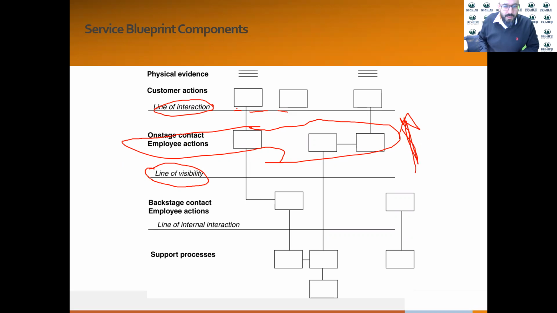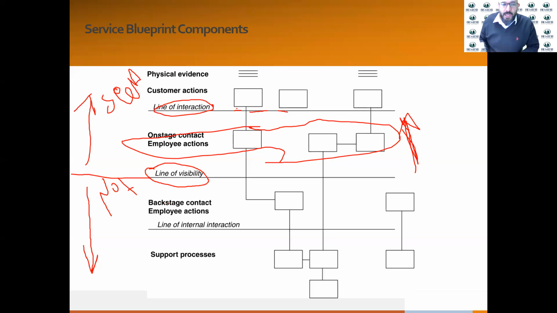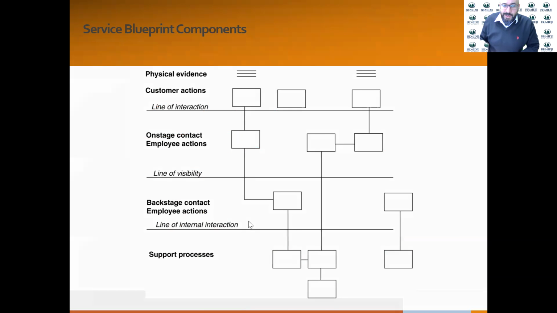Again, all the activities here are seen by the customer. Activities in here are not seen by the customer. This can be seen, and these are not seen, hidden from the customer. What we see in the hidden area could be backstage activities and supporting processes, the things that will support, such as material. And the line of internal interaction, there could be another line for the interaction.